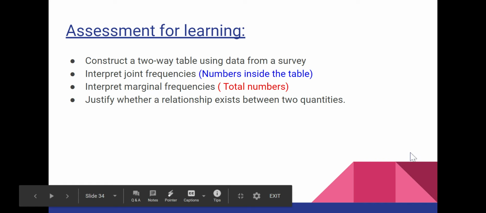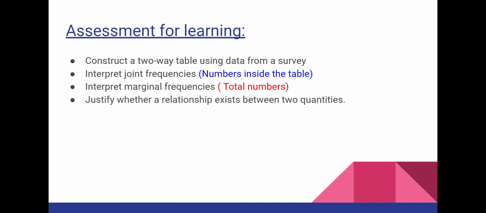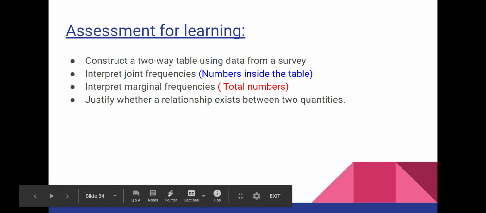At the end, you have to find the percentage to see if there is a relationship between the two quantities, whatever they are in the context of that problem or in a two-way table. The higher the percentage, the more likely the event will happen.